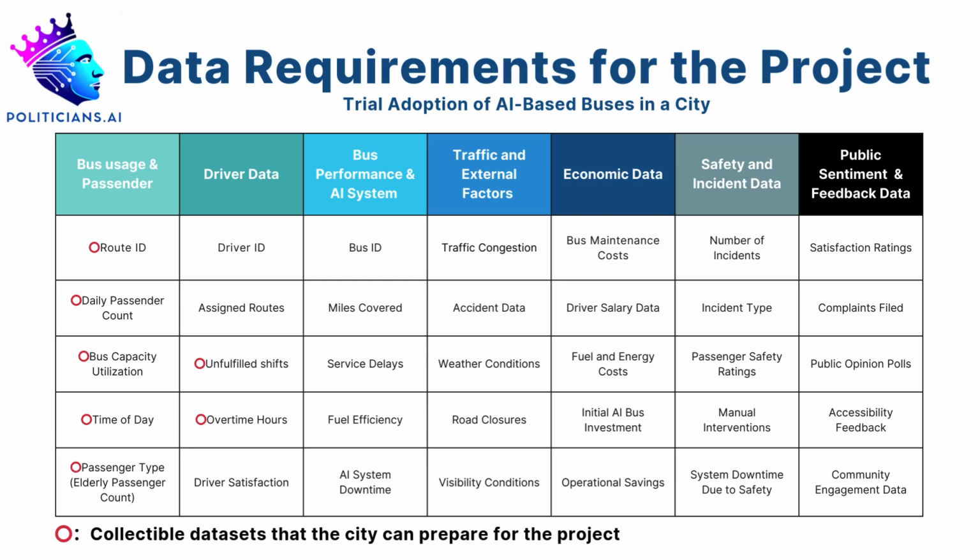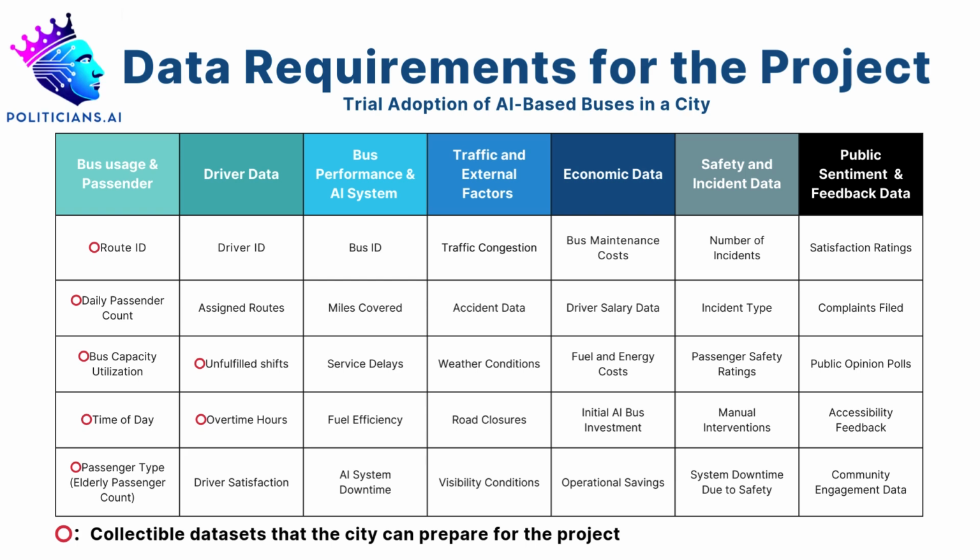1. Bus usage and passenger data. This dataset combines information about bus usage and passenger demographics. It helps us understand how often the buses are used and by whom. Key features. Route ID. Each bus route has a unique identifier. This allows us to track the performance of specific routes. Daily passenger count. This tells us how many passengers are using each bus route on a daily basis.